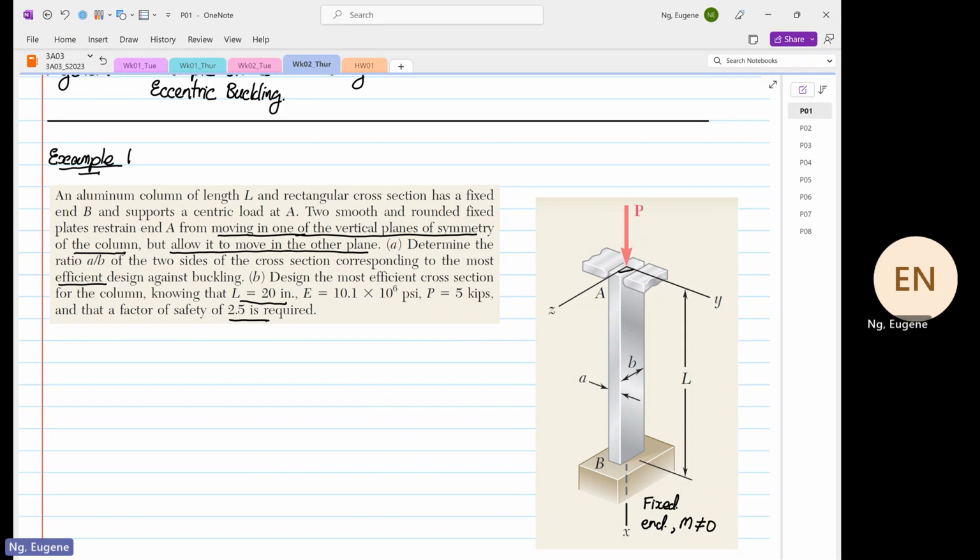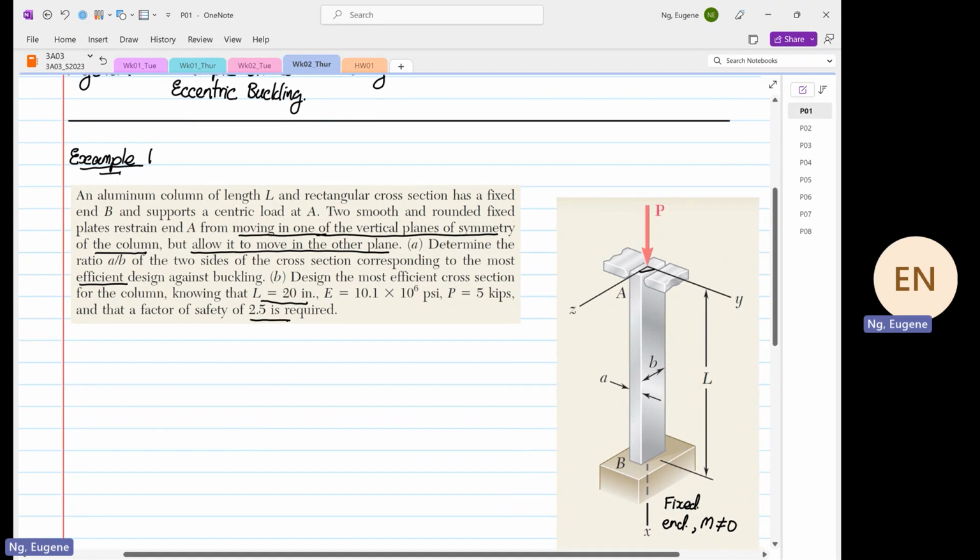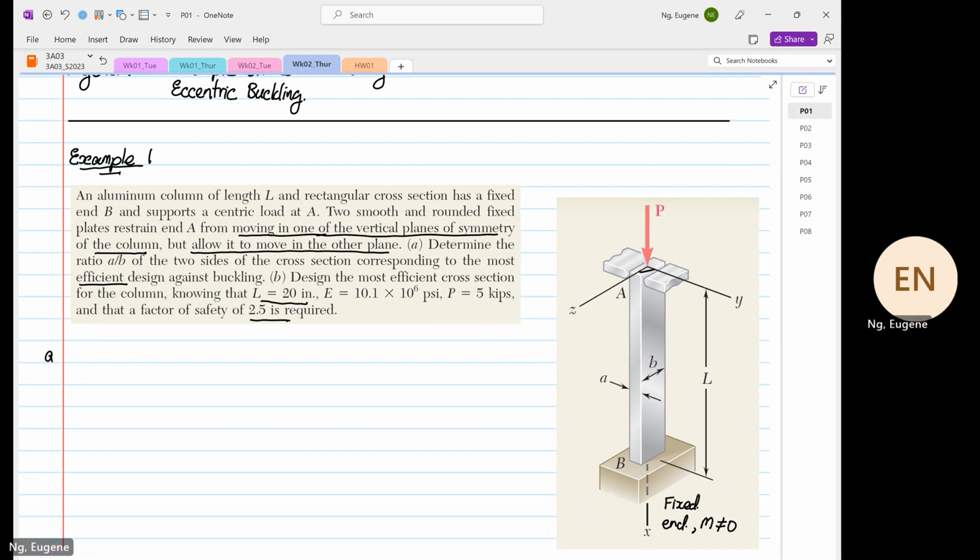So we are going to deal with part A first. Part A requires us to determine the ratio of A to B such that the 2 sides of the cross section correspond to the most efficient design against buckling. What do they mean by that?